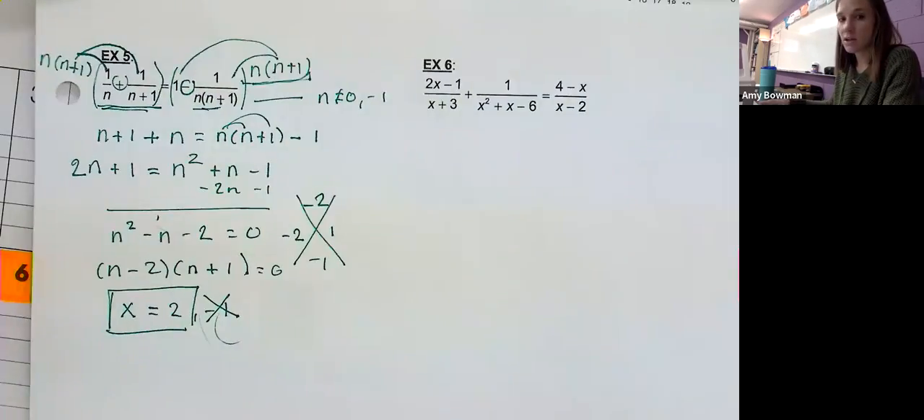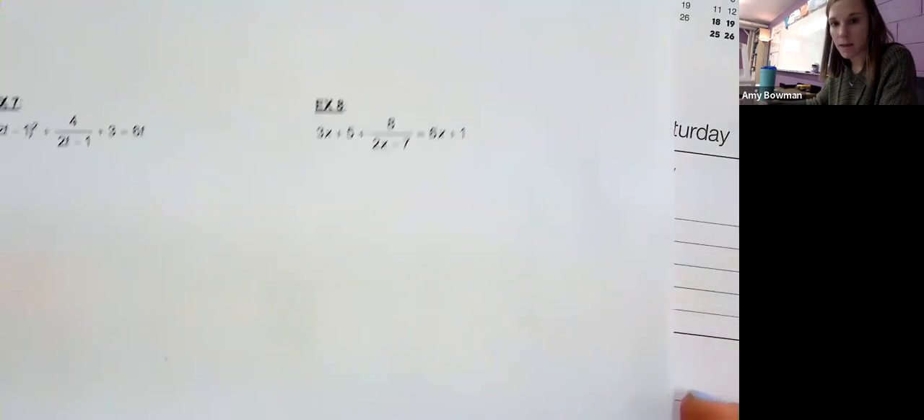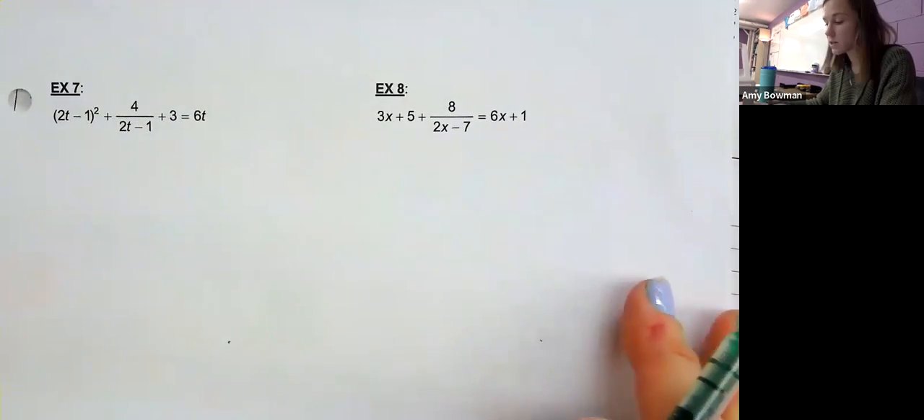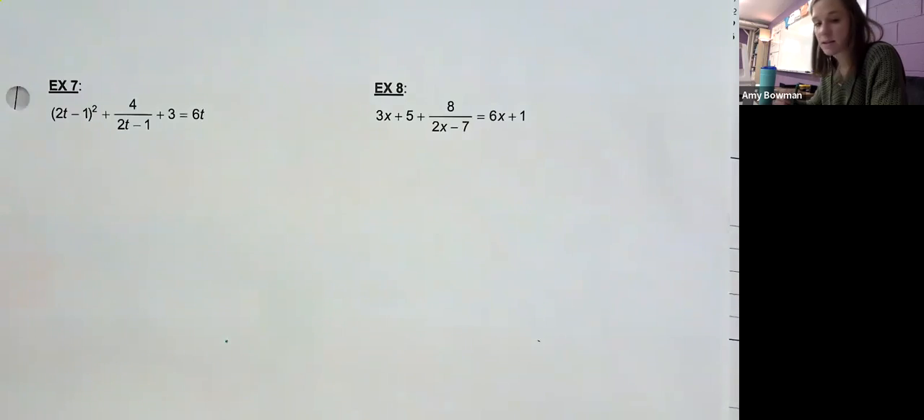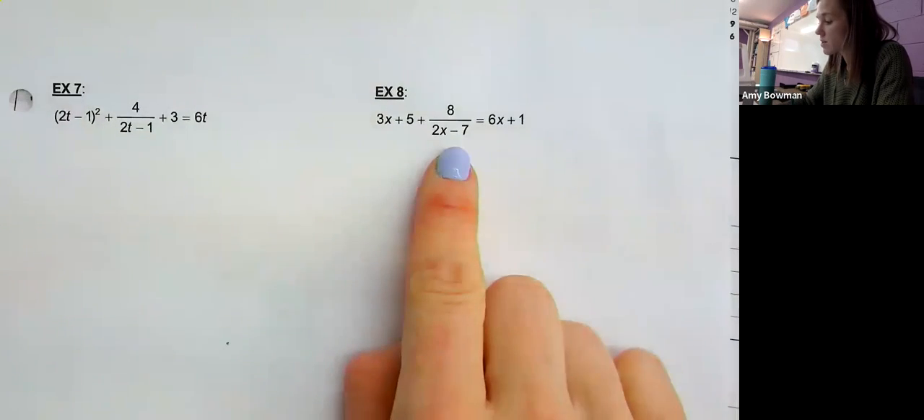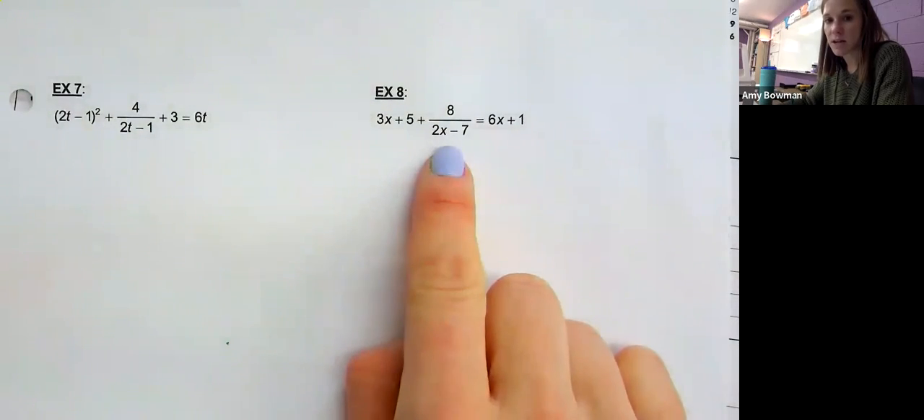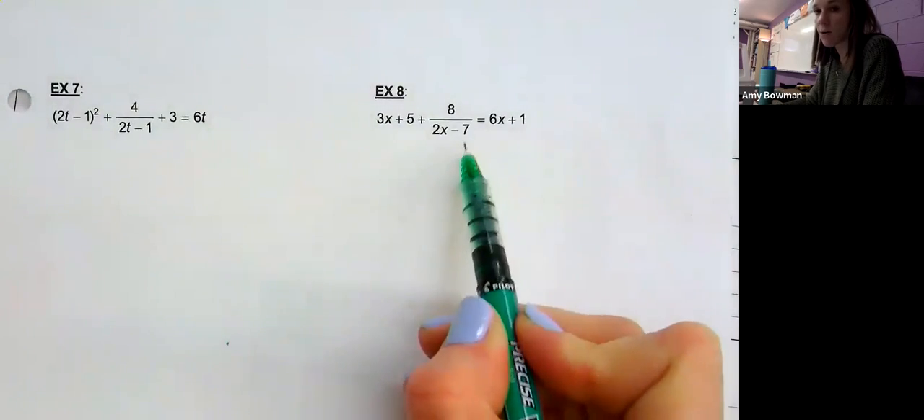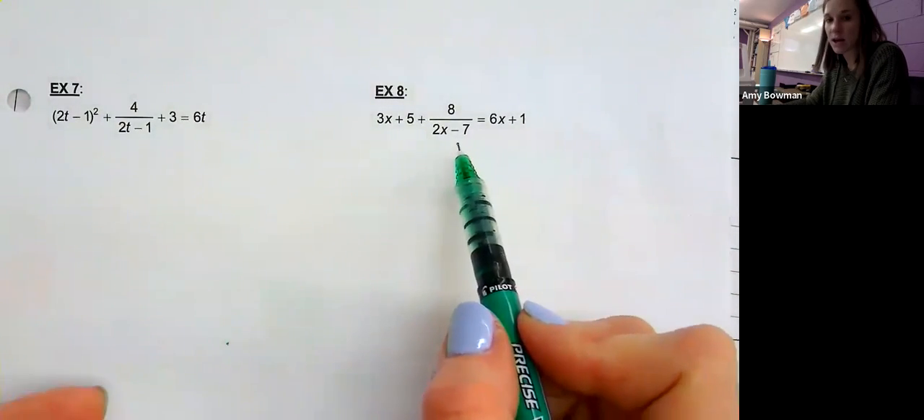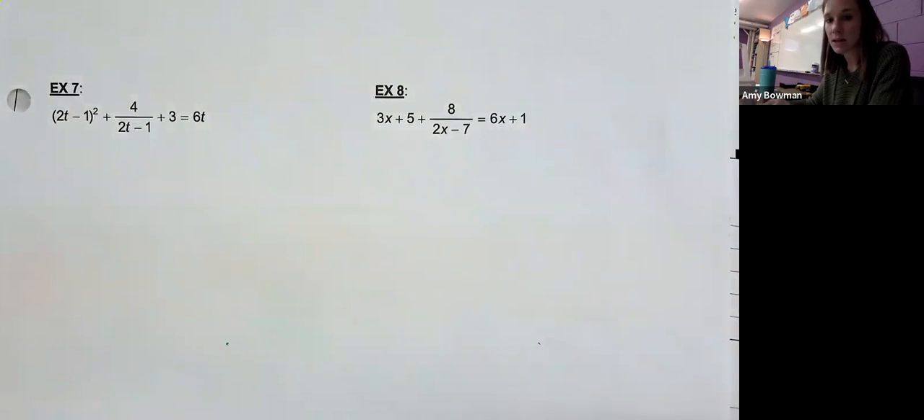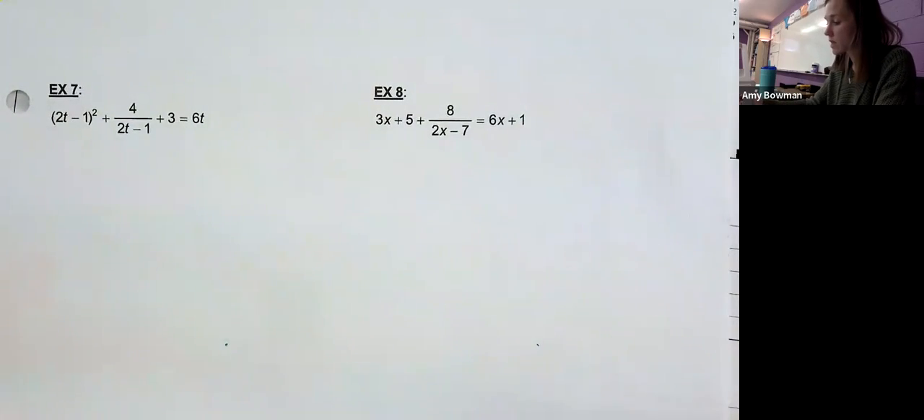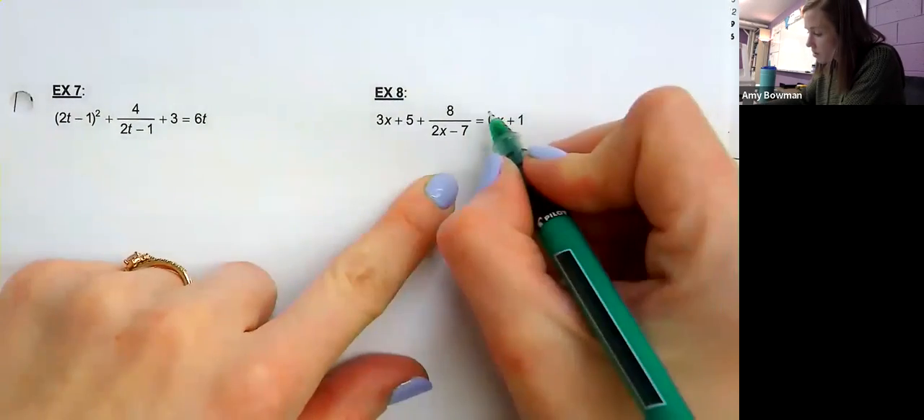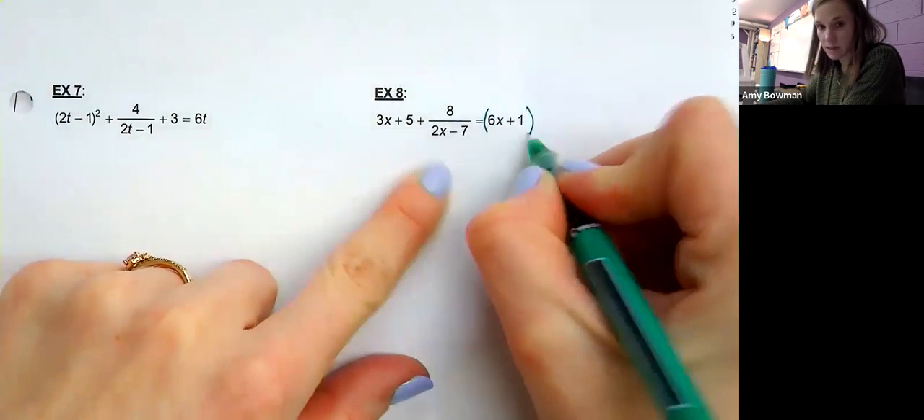Okay, one more. I want to jump down to number 8, and then I'll give you guys the rest of the time to work on problems in class. All right, so for this one, the only fraction is this right here, and we've got 2x minus 7 as the denominator. It's the same strategy though. Even though there's only one fraction, I want to eliminate that denominator so that the rest of the problem doesn't contain any fractions. So to do that, I'm going to multiply both sides by 2x minus 7.